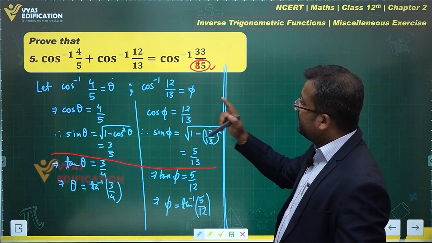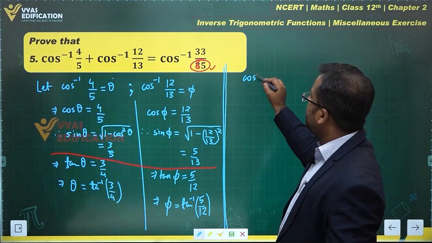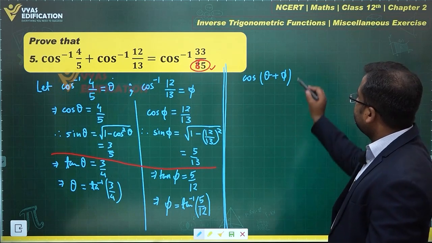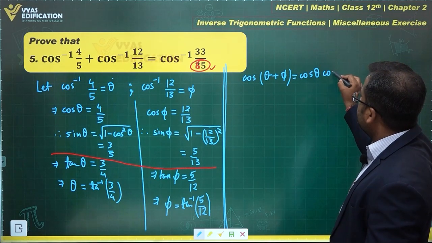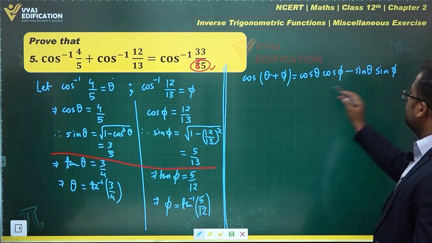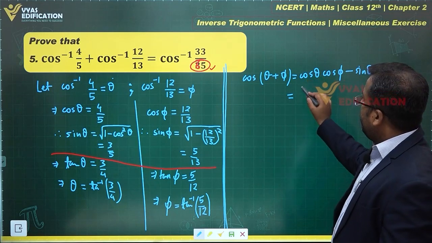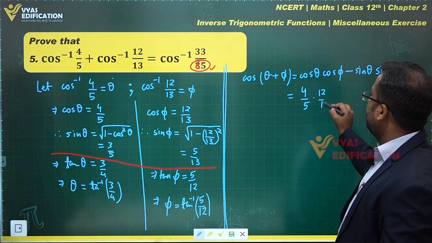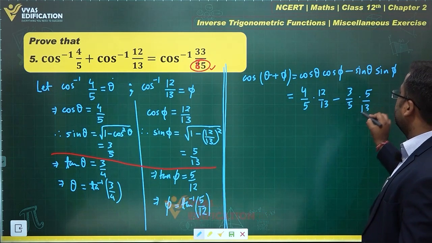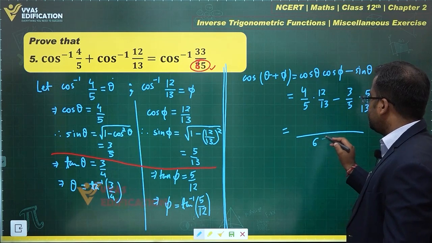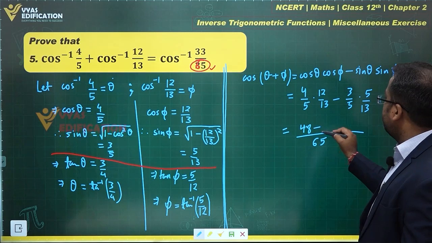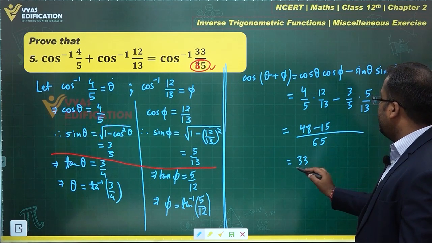In the LHS, you have theta plus phi, right? Let's talk about cos of theta plus phi first. This is equal to cos theta cos phi minus sin theta sin phi. What does this become? Cos theta is 4 by 5, cos phi is 12 by 13, minus sin theta is 3 by 5 and sin phi is 5 by 13. What does that give us? In the denominator you have 65, which is the LCM, right? This is 12 times 4, 48, and this is 15. This gives me 33 over 65.